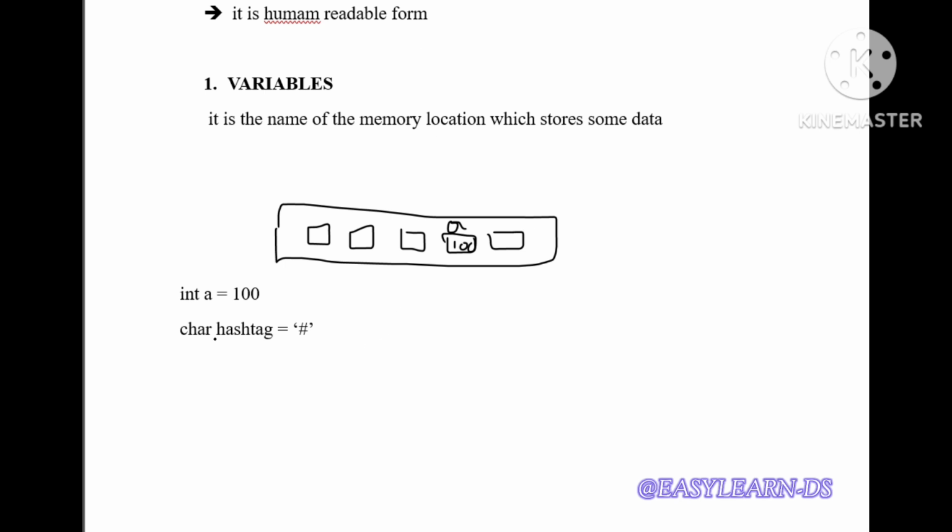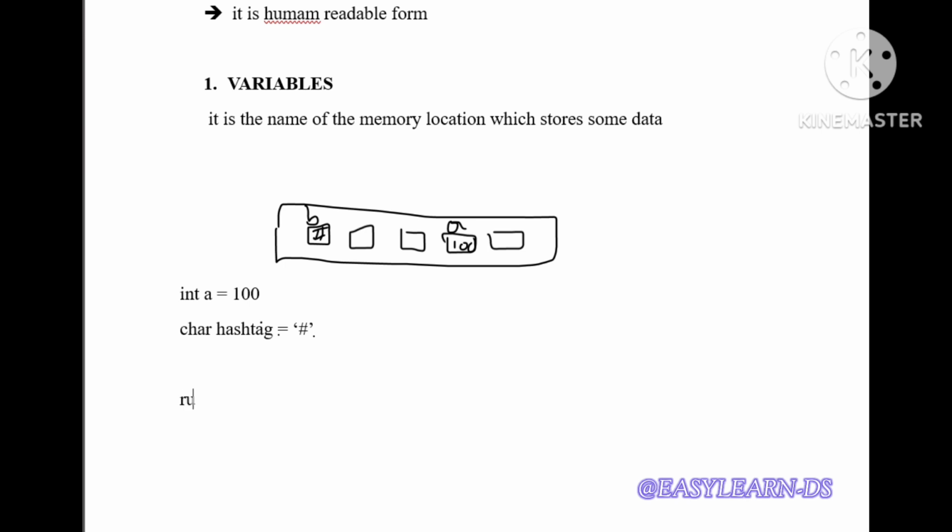Not only this, for example, the character type, it is hashtag. Let us take this as a character type, hashtag. It will allocate the memory dynamically, not continuously. Here the hashtag will be stored in this memory location.